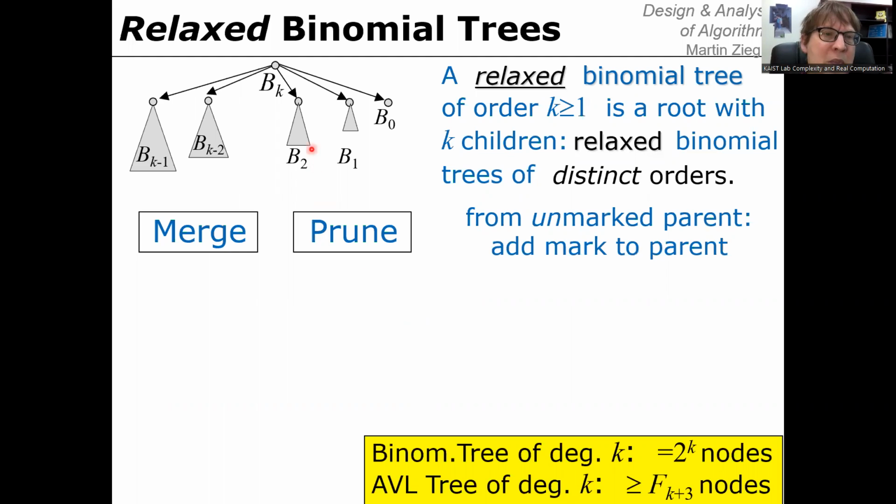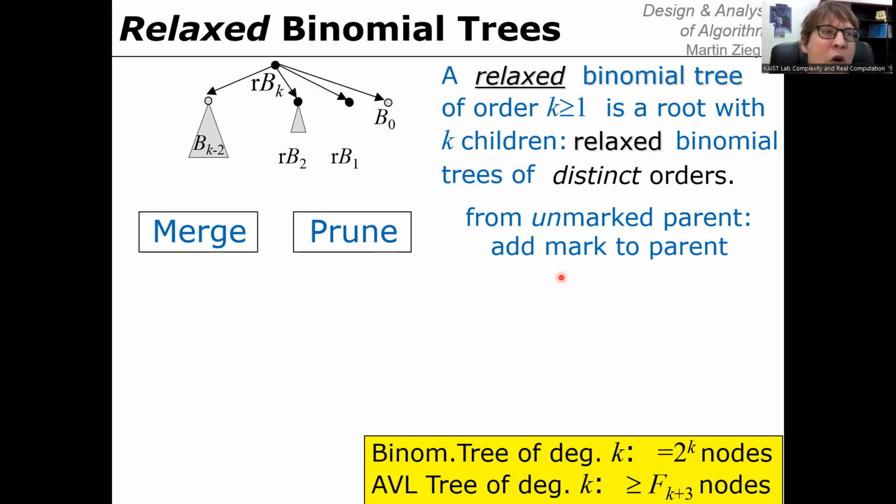So here you see that. If we prune something from this binomial subtree, this is to be applied recursively. So if we prune something from here, then we put a mark here. And if we prune something here, then we put a mark here on the root. So here, this tree gets pruned, and therefore we put a mark here. So that's the definition of a relaxed binomial tree.